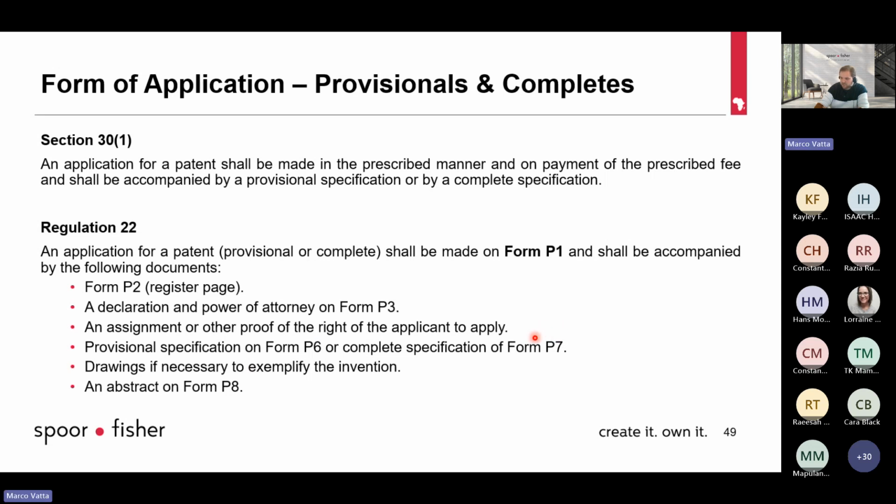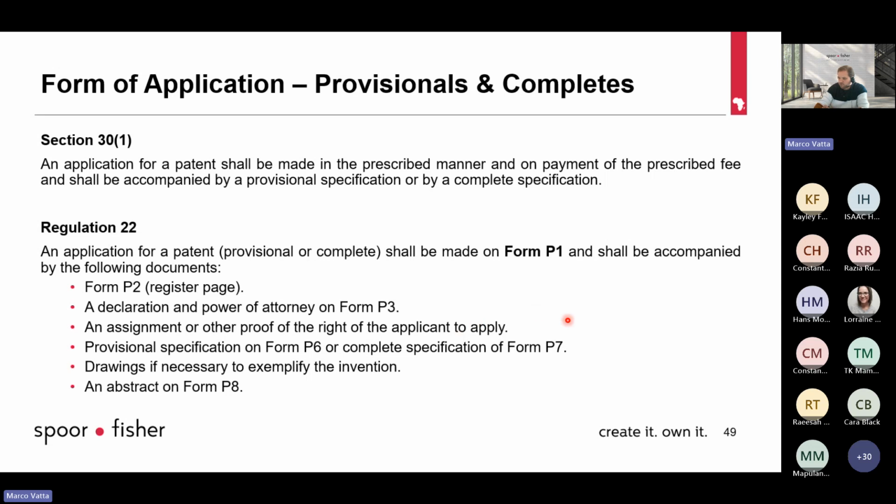Then if there are any drawings that are required to exemplify the invention, to submit those, as well as Form P8, which is accompanied by an abstract, and if necessary, an abstract drawing that again exemplifies the invention.